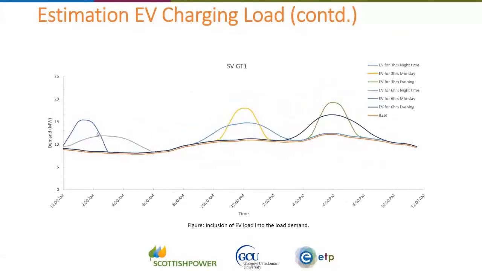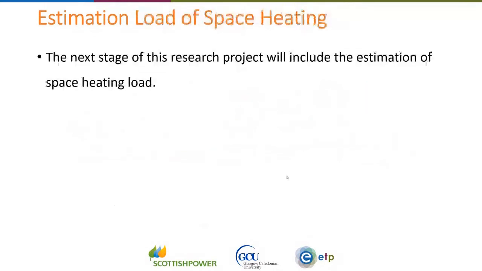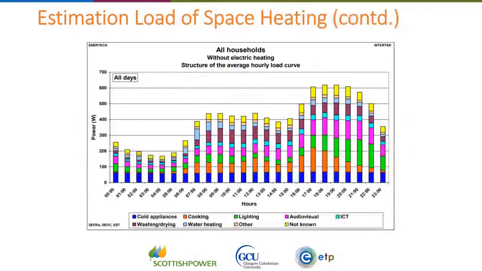So comparing with the 3 hours and 6 hours, we see the overall increase of peak demand is much less for the 6 hours. So the strategy that we can follow is to flatten the curve. So we can use smart charging, so that the network is not highly affected due to the high power demand of the EVs. And next, we need to discuss the space heating.